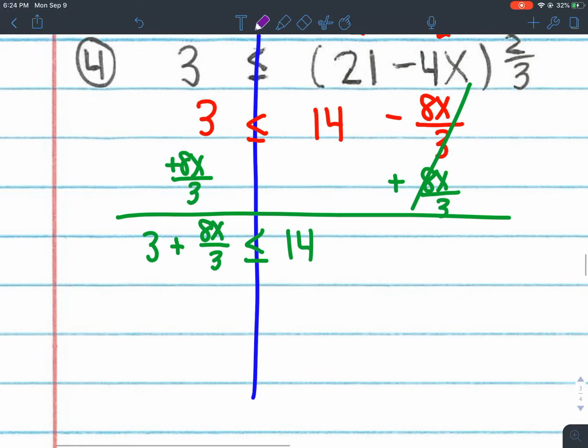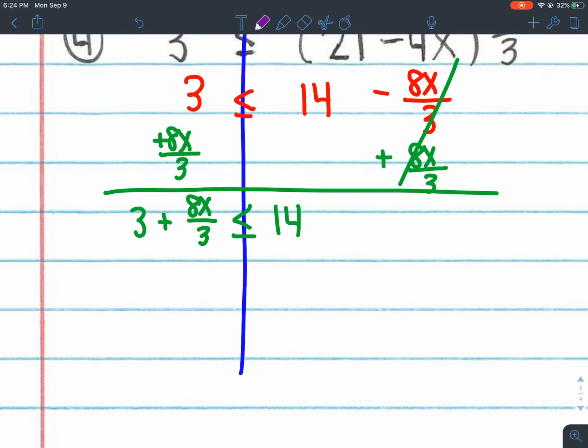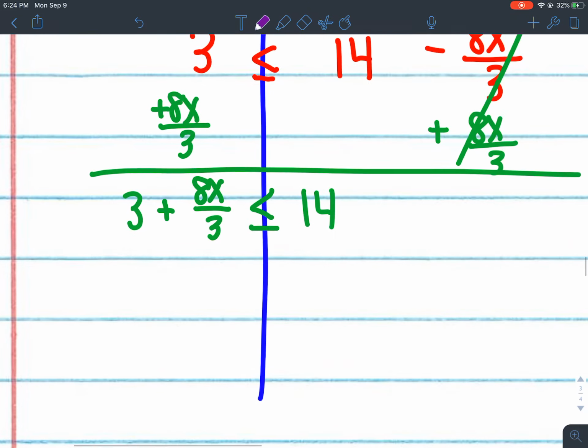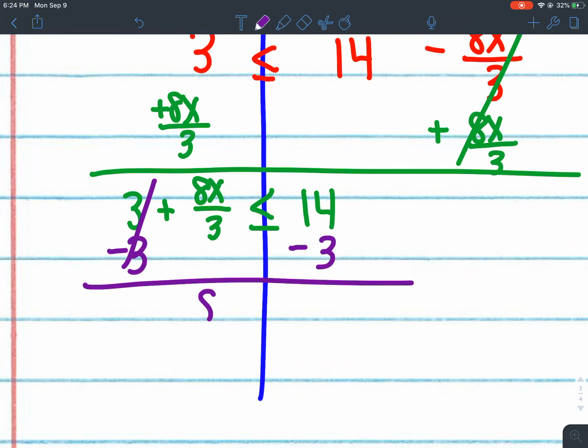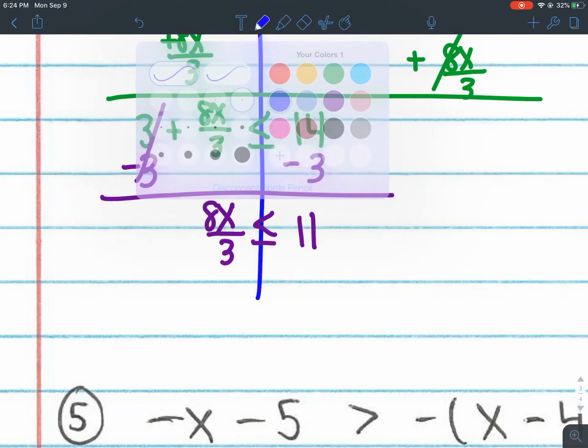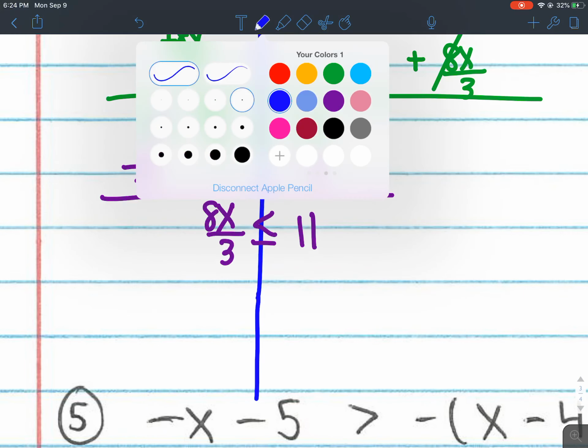Okay. Now, I still need to get that fraction and that x by itself, but I first need to subtract 3 on both sides. And I have 8x over 3 is less than or equal to 11. I need to make this line a little bit longer.